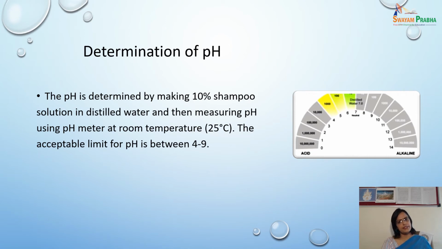pH is obviously going to play an important role. If the pH is not optimum, it may result in irritation and some sort of allergic reactions also. pH is determined by making a 10% shampoo solution in distilled water and then measuring the pH using a pH meter at room temperature, that is 25 degrees centigrade. Okay, so the acceptable limit for the pH is between 4 to 9.